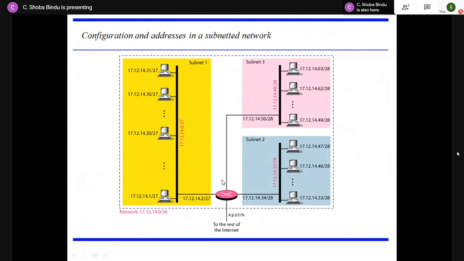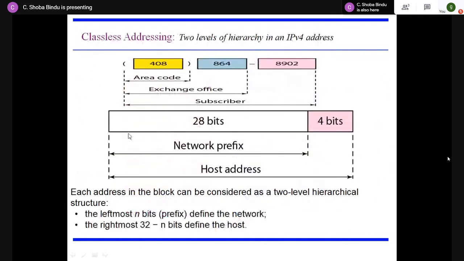Now what has been done here is you have divided it into 3 subnets. The first subnet has 32 nodes, and the second and third subnets have 16 nodes each, so a total of 64: 32 in subnet 1, 16 in subnet 2, 16 in subnet 3. Then how many bits do you require to represent the subnet here? Total here you have 26 as the network prefix now. After that you have 6 bits.